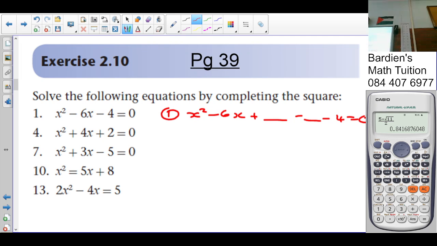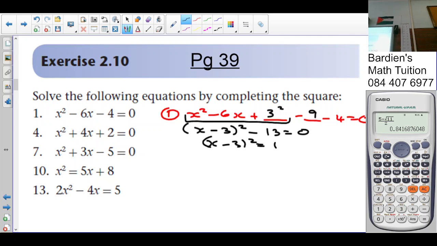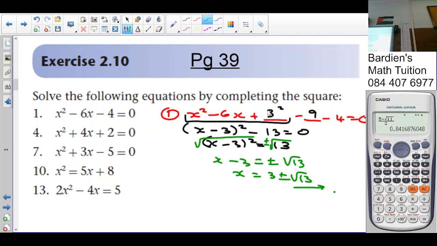What's the number that must be added in this case? 3 squared and 9. It's your perfect square trinomial, which is going to give us x minus 3 squared minus 13 equals 0. Now what do we do? Take the 13 over, so it's x minus 3 squared equals 13. Now what? Square root both sides. If we introduce square root, what must we not forget? Plus minus. So x minus 3 is equal to plus minus the root of 13. So x is equal to 3 plus minus the root of 13. Who got that wrong? Nobody. Okay, so that one is fairly simple.